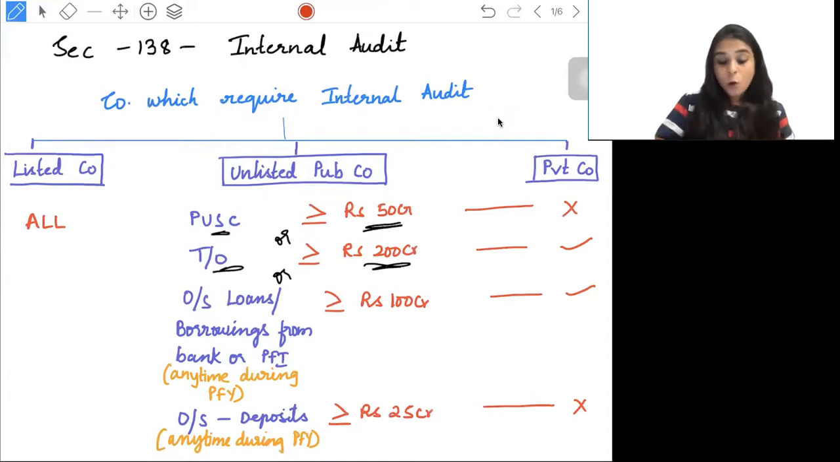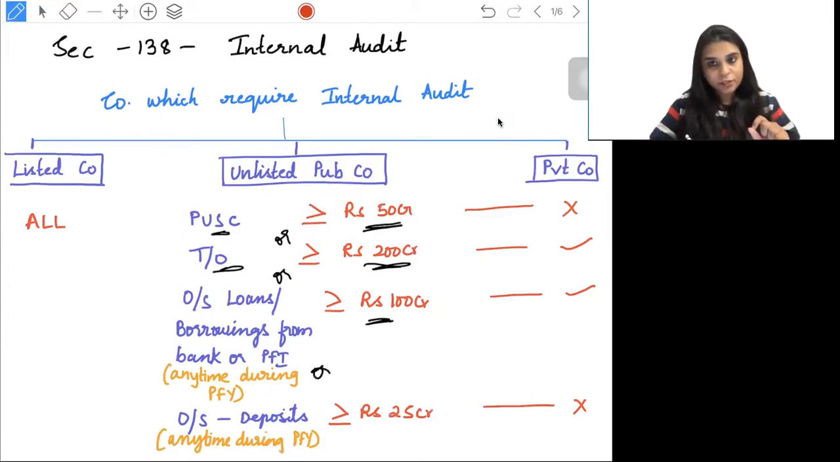Also, outstanding loans or borrowings from banks or public financial institutions, if they are more than or equal to 100 crores at any time during the previous financial year. So on any day, if my outstanding loans or borrowings are more than or equal to rupees 100 crores, then I will have to appoint internal auditors.